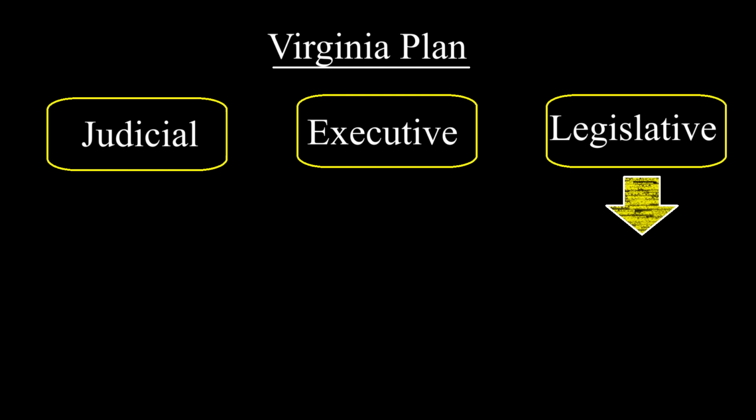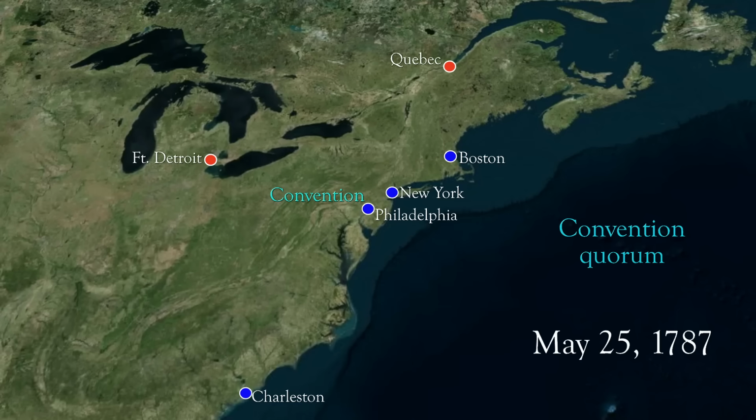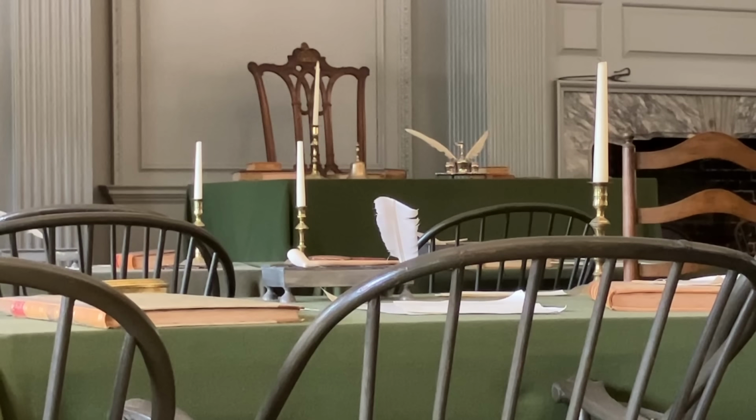The legislative, or congressional, representation would be based on population, not on equality between the states, as existed in the Articles of Confederation. On May 25th, in Philadelphia, at the State House, the Constitutional Convention now has a quorum. The convention is in session. George Washington is voted president of the convention.